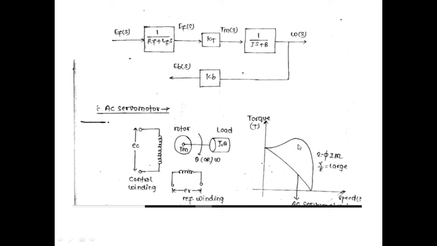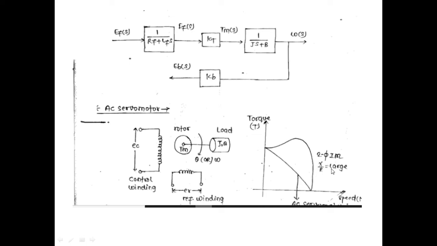So in an AC servo motor, since I want a characteristic of this type, but an induction motor has a characteristic of this type, this type could be converted to this type if I shift this peak from here to here. Shifting of this peak from here to here is nothing but an increase in rotor resistance, and therefore I can say that an AC servo motor has a larger value of X by R ratio.